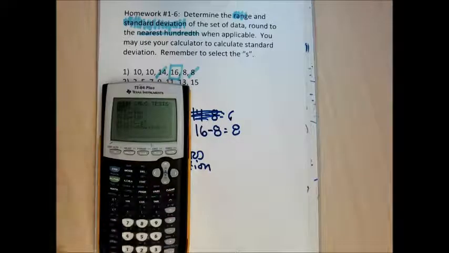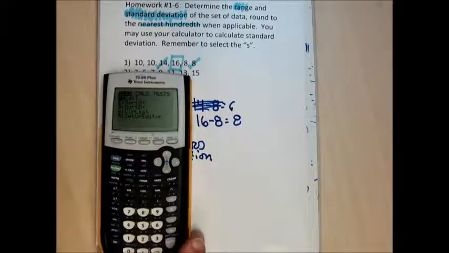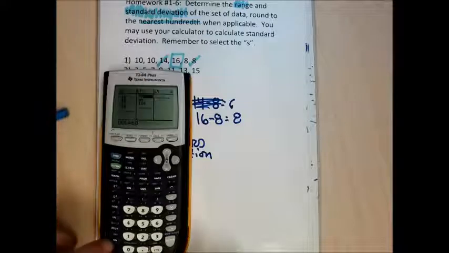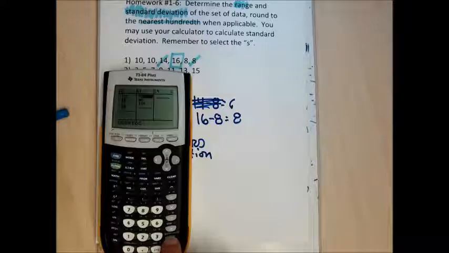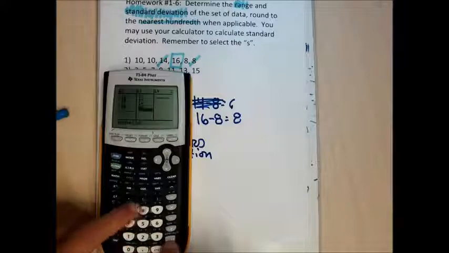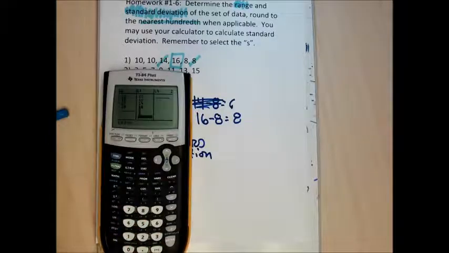I hit the stat button. After I hit the stat button, I could just hit enter. And I have to have my list 1 ready. My list 1 has numbers in it. I'm just going to type over those numbers. I don't need to delete them. I'm going to type the numbers in the order that they came. I don't need to rearrange the numbers when I do standard deviation on my calculator. So I'm going to go 10 and then enter, 10 and then enter, 14 and then enter, 16 and then enter, 8 then enter, and 8 then enter. So I have to have all the numbers in, even if there's duplicated numbers.